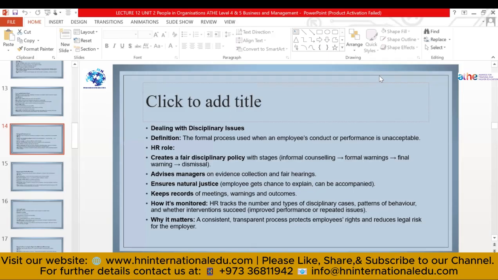Advise managers on evidence collection and fair hearings. We have proper committees now. Before that, we did not have any sort of committee to monitor these issues. Now we have it, and it feels very awkward in organizations, because we share the numbers and all things are with the organizations.